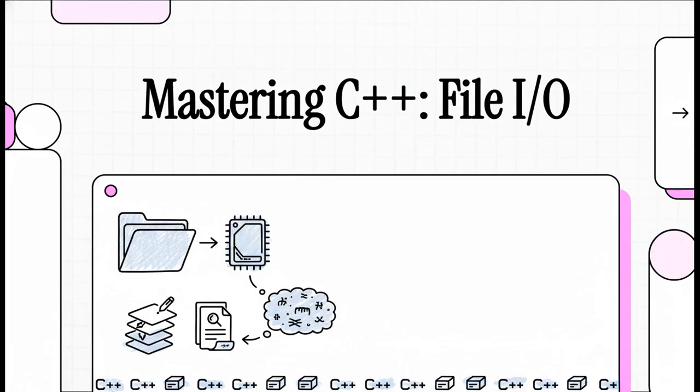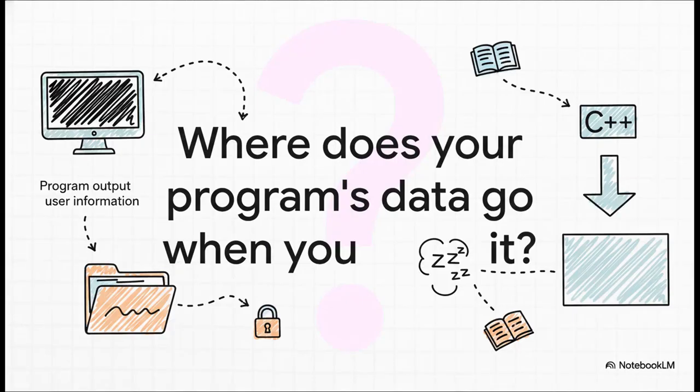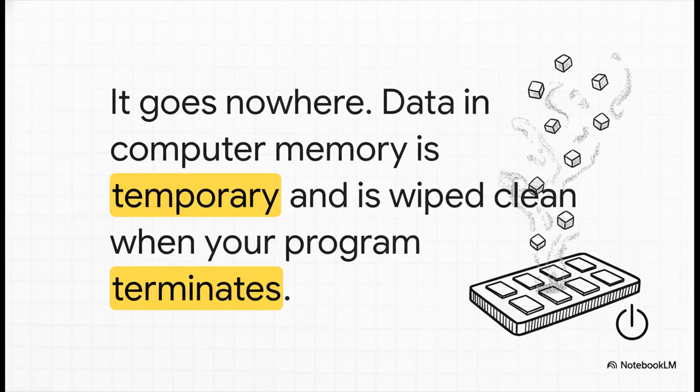to files. All right, let's just jump right in with a question every single one of us has come up against. You build this awesome program, it's crunching numbers, it's holding on to user info, and then you close it. Where does all that stuff actually go? Yeah, the tough answer? Nowhere. Poof, it just disappears. All those variables, all that data you carefully put into the computer's memory, it's all temporary. The second your program stops, that memory gets wiped clean.